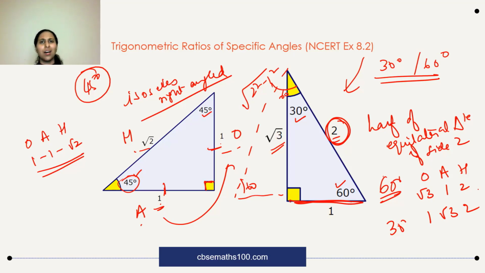So if you want tan of 30 degrees, tan 30 means opposite by adjacent for 30, which is 1 divided by root 3. You want to find out cos of 60. Cos of 60 will be adjacent by hypotenuse for 60, which is 1 by 2. Okay. So use this method. If this method is tough for you, no problem.